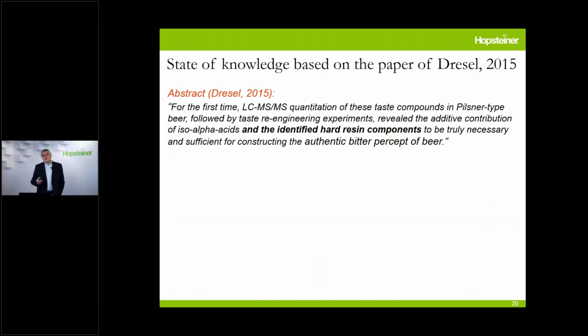So the state of knowledge since this paper is as follows, and as given in the abstract of Dresel. For the first time, these taste compounds in Pilsner beer were determined, and in the end, it showed the additive contribution of iso-alpha acids and the identified hard resin components to be truly necessary and sufficient for constructing the authentic bitter percept of beer.